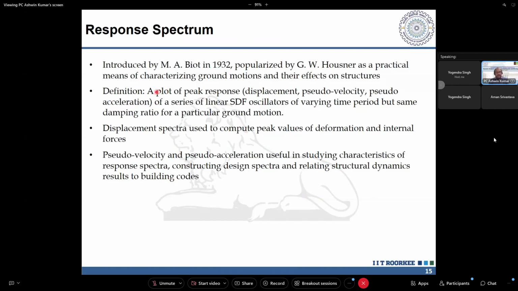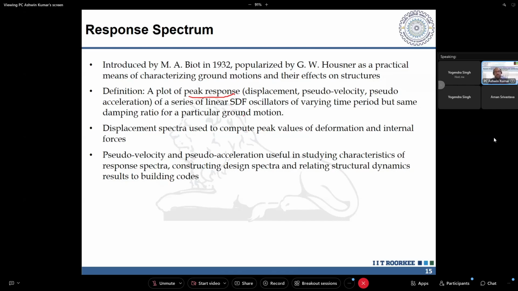So the definition, I want you all to pay attention to the response spectrum definition that I have provided here. A plot of peak response. This is the first term that you need to note: peak response. I'm underlining that I'm looking at the time history, but when I'm plotting the response spectrum curve, I'm looking only at the peak response, whether it be displacement, pseudo velocity, or pseudo acceleration.